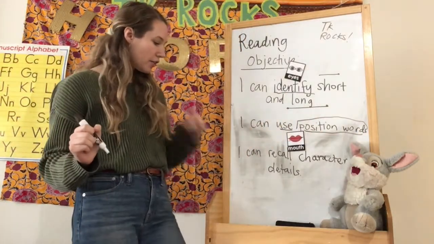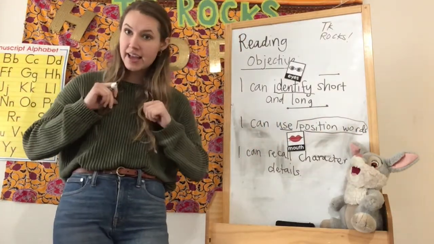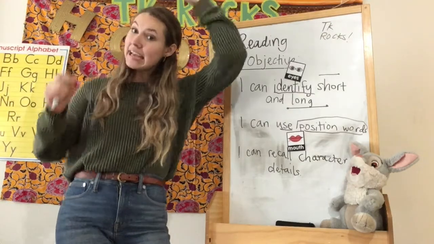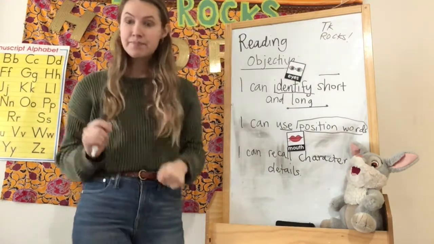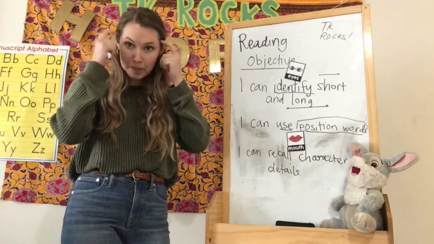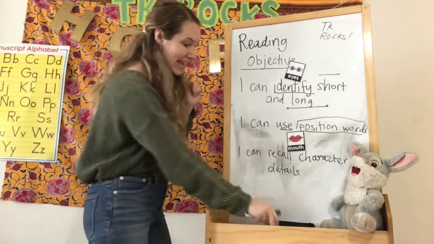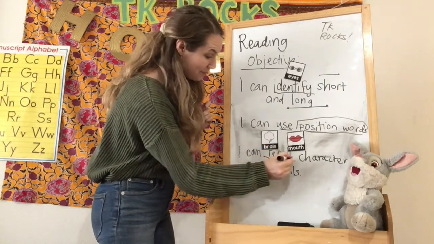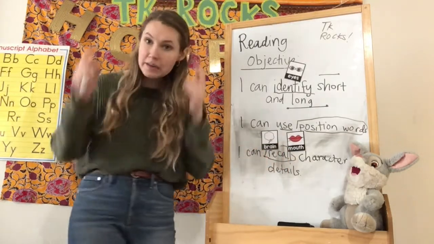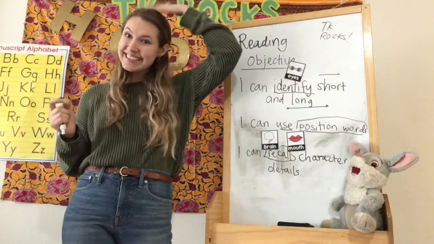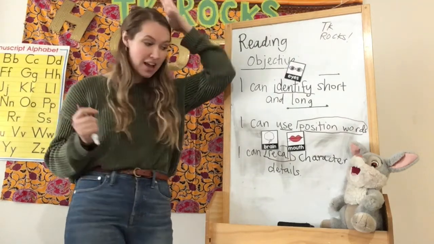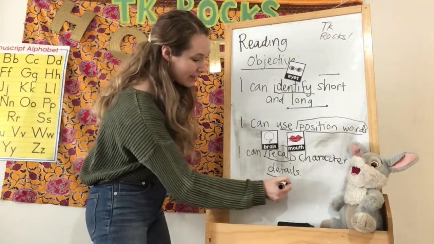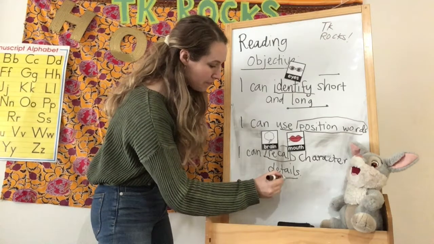What about our third one here? I can recall character details. So when we're saying recall, we're pointing to our brain here, because if you remember, recall means to remember. So we're going to be remembering things about our characters. And details means like different things about them.